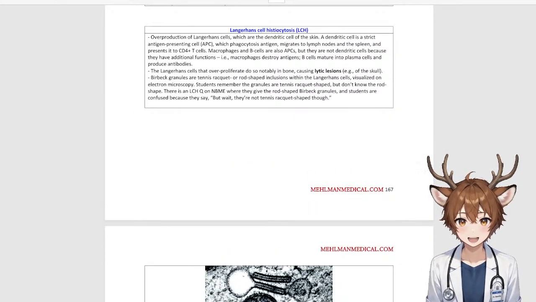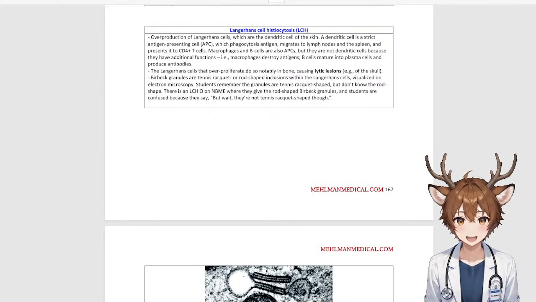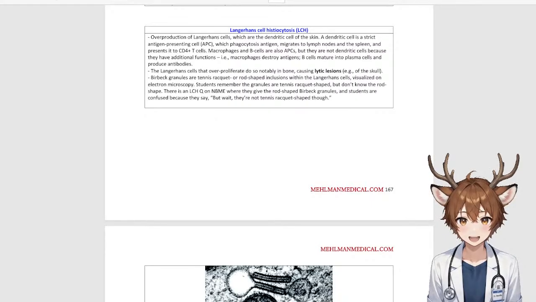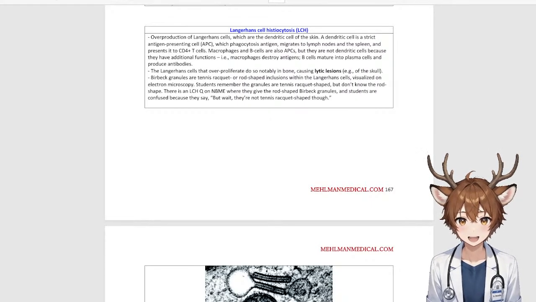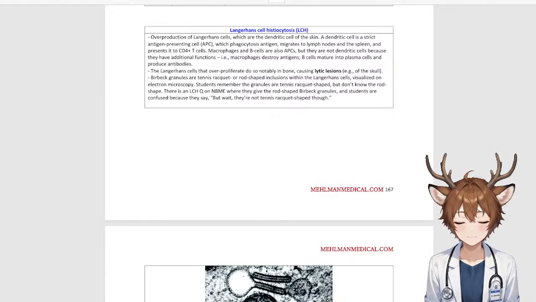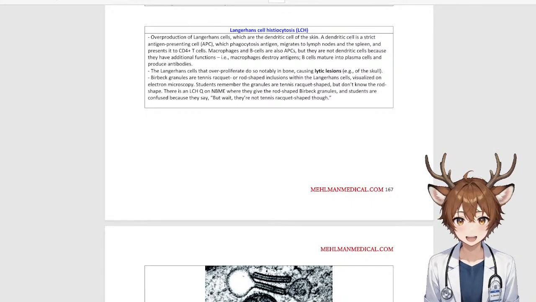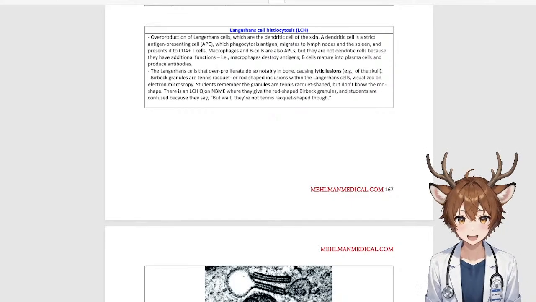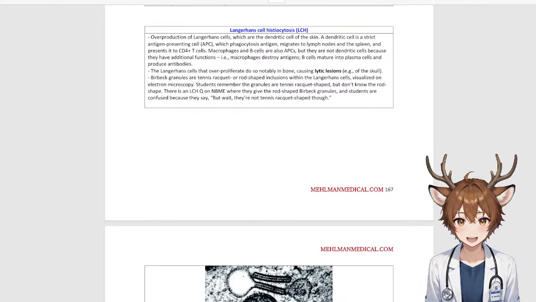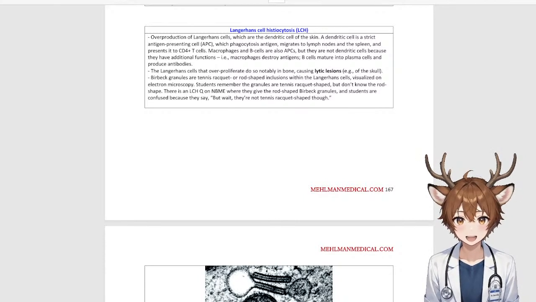What about Langerhans cell histiocytosis, or LCH? It is an overproduction of Langerhans cells, which are the dendritic cells of the skin. A dendritic cell is a strict antigen-presenting cell, APC, which phagocytoses antigen, migrates to the lymph nodes and the spleen, and presents it to CD4 positive T cells. Macrophages and B cells are also antigen-presenting cells, but they are not dendritic cells because they have additional functions. That is to say, macrophages destroy antigens, and B cells mature into plasma cells and produce antibodies.